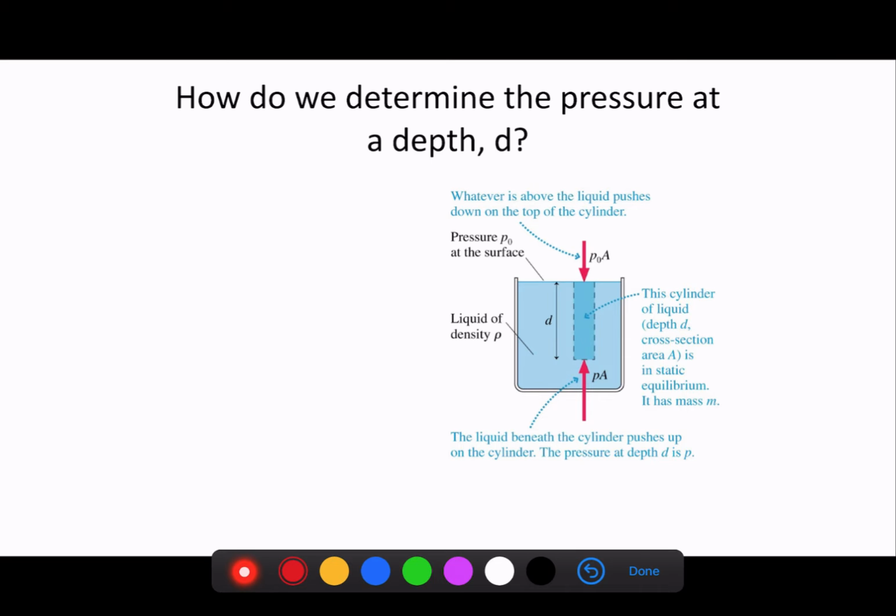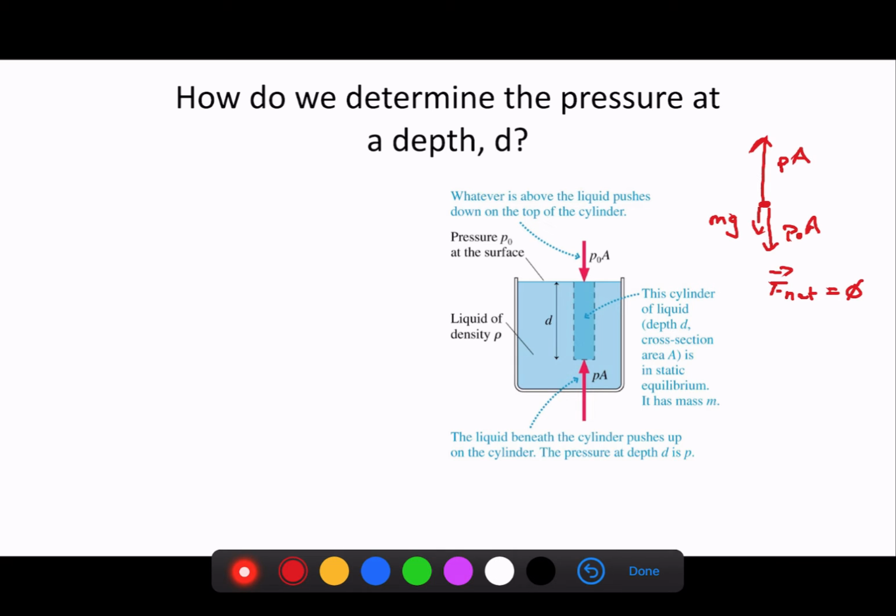Now, if we take a look at the forces applied on this cylinder, at the top, we have the force due to the atmospheric pressure. So we'll call that P0 times A. We have the weight of the cylinder itself, mg. And then at the bottom, we have the pressure of the water below this cylinder pushing up. So that's going to be P times A.